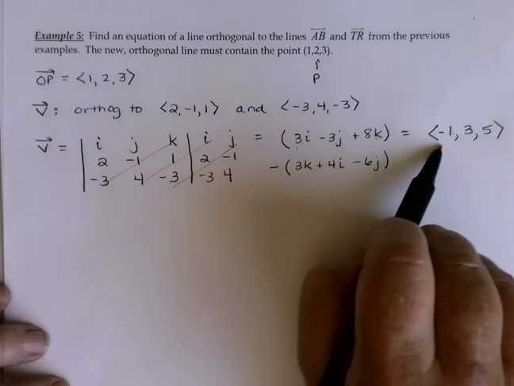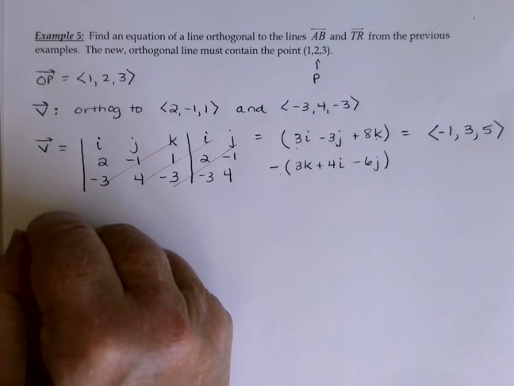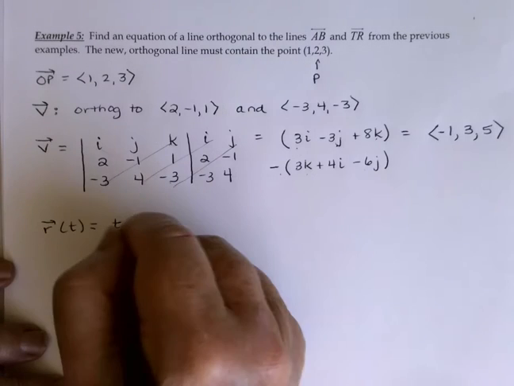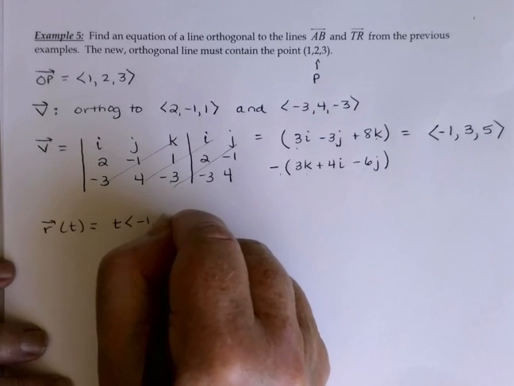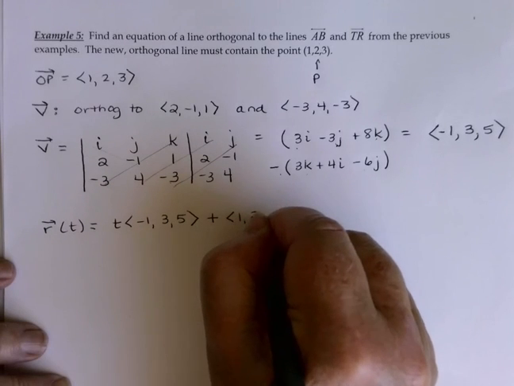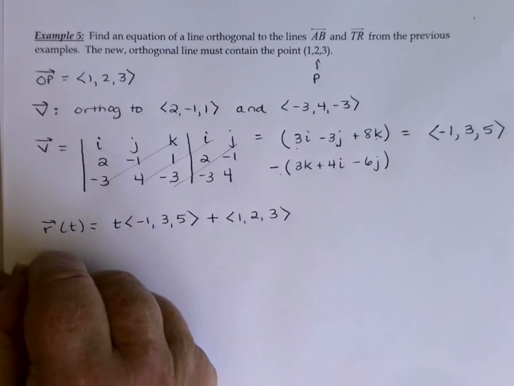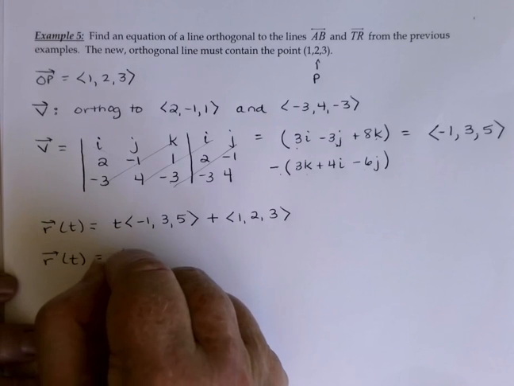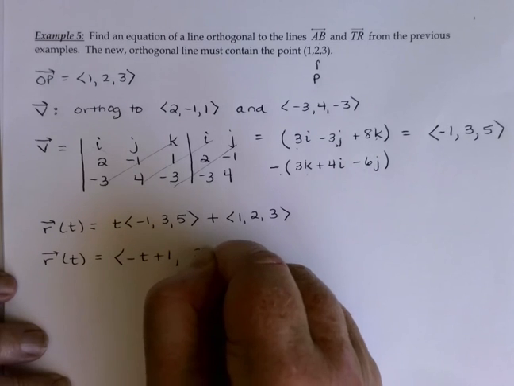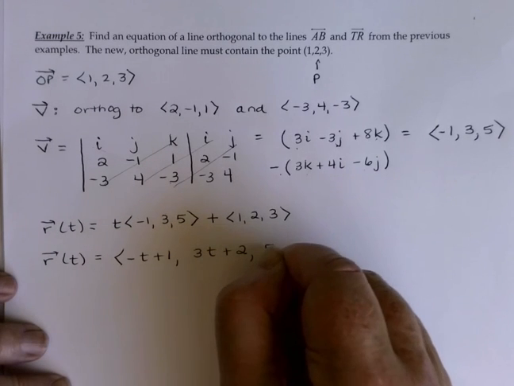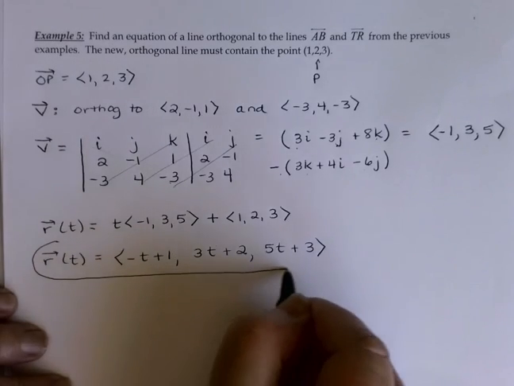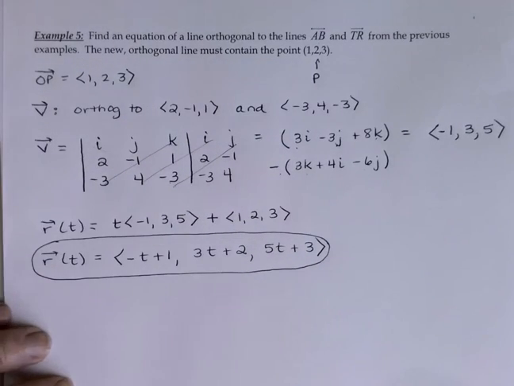All right, got my direction vector, got the OP vector, I'm good to go. R of t, t times that direction vector, plus the vector from the point, gives me the vector equation, negative t plus 1, 3t plus 2, and 5t plus 3. And we are all set.